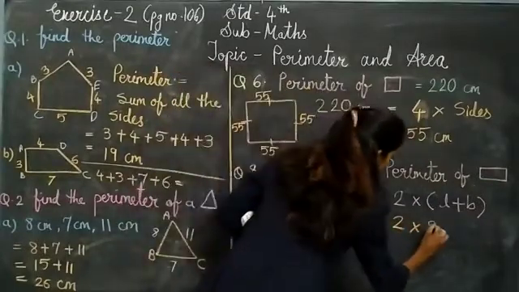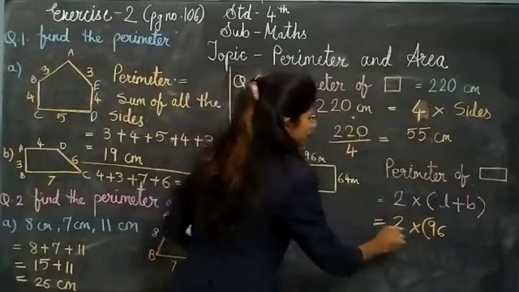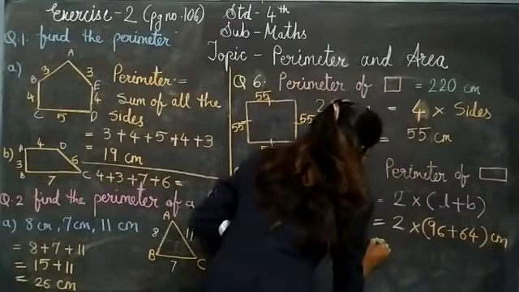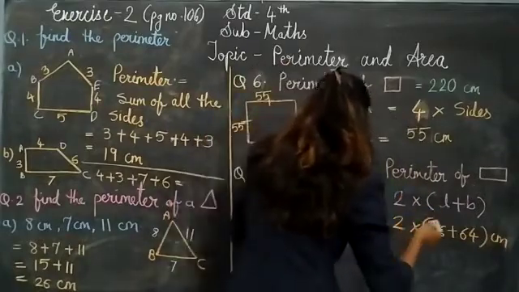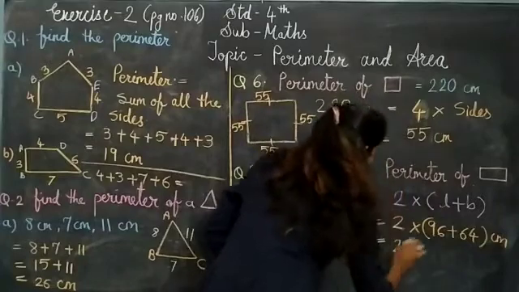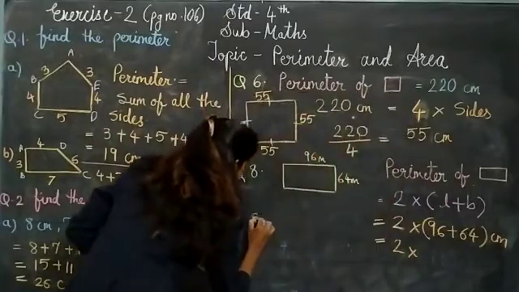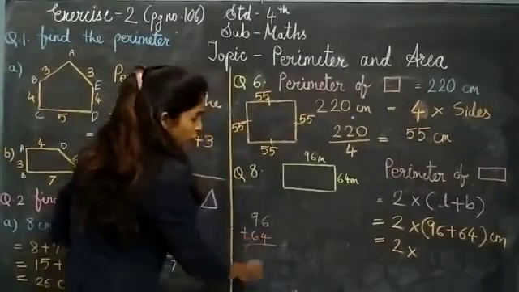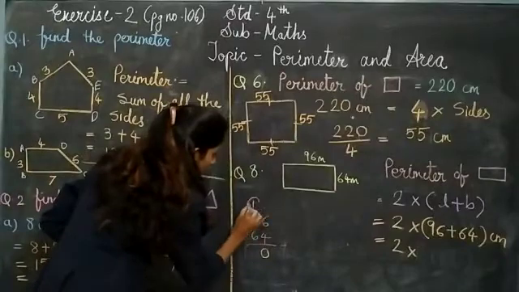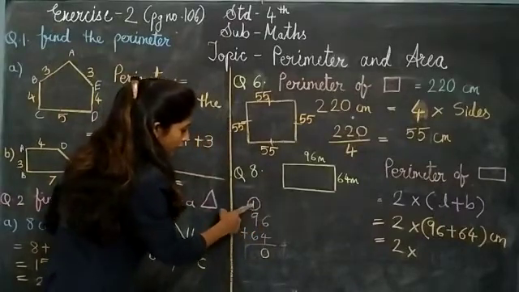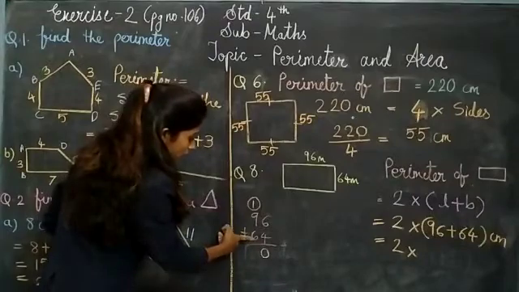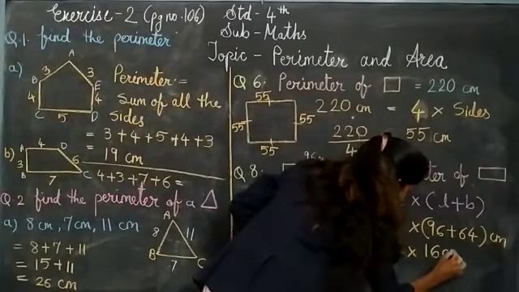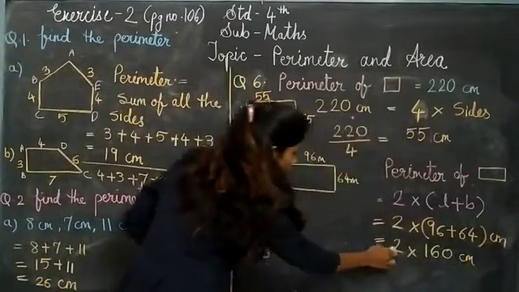Now what is the length? The length is 96. And what is the breadth? The breadth is 64. So we have to solve that next. 2 multiplied by 96 plus 64. In your rough notebook you can solve this. 96 plus 64: 6 plus 4 is equal to 10, this one will be carried forward here. 9 plus 1 is equal to 10 and 10 plus 6 is equal to 16. So 160 centimeter multiplied by 2.